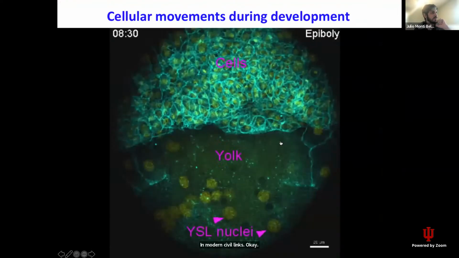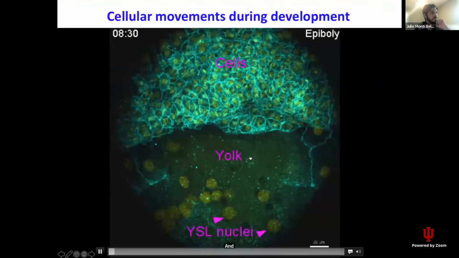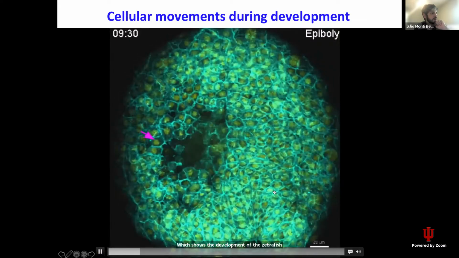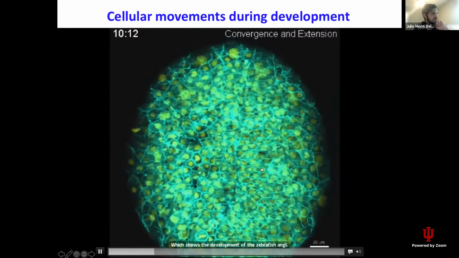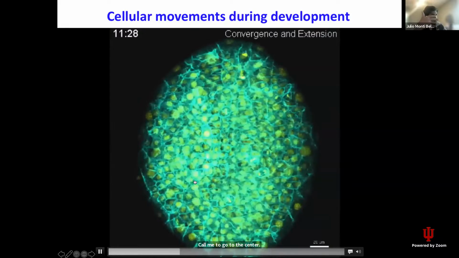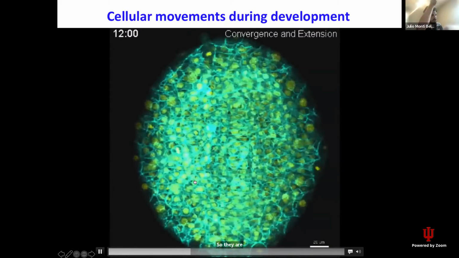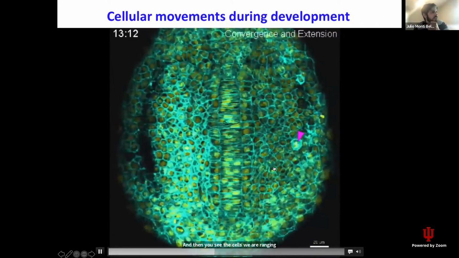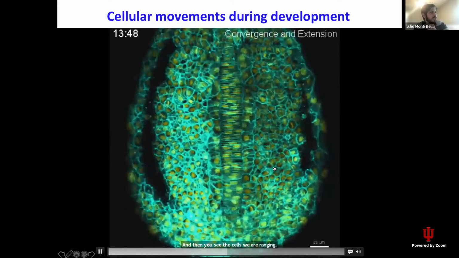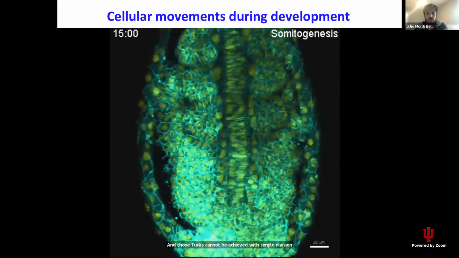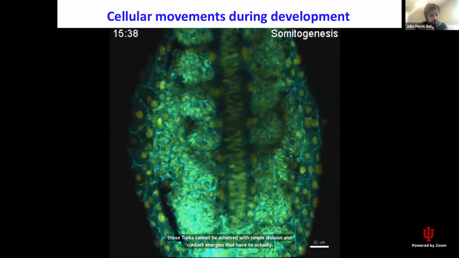And I want you guys to maybe see this video here, which I like very much, which shows the development of the zebrafish embryo. And what you see is cell division, you see cells coming together to the center. So they are moving in a specific direction, converging on the center and extending in the other one. And then you see the cells rearranging, making structures, okay? And those structures cannot be achieved with simple cell division and contact energies. The cells have to actually actively pull one another, okay?